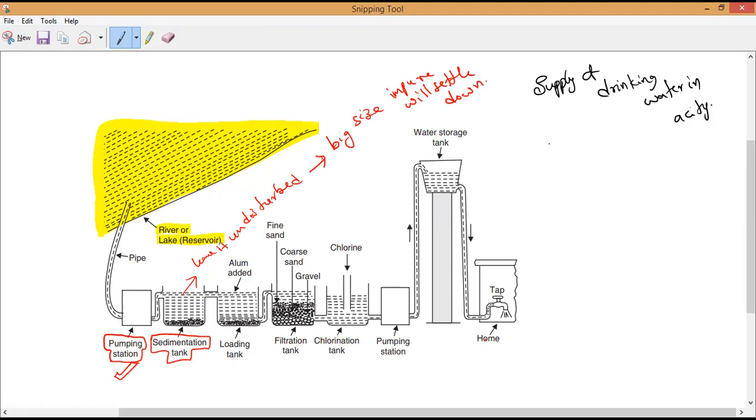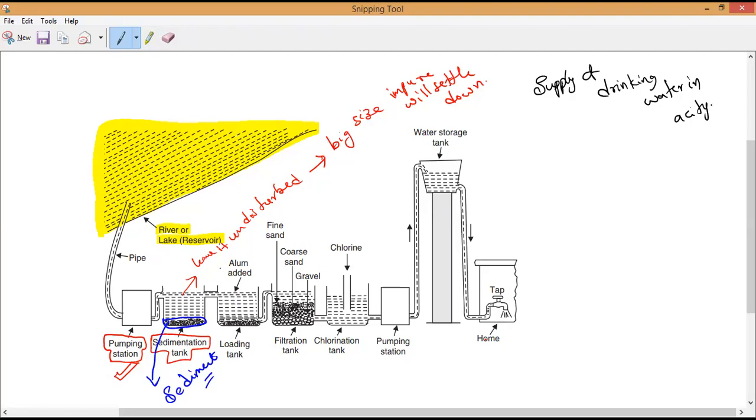But you can see still all the impurities and bacteria and all, they will never settle down. So the big particles alone will settle down. That is what we used to call sediment. Now, all the heavy particles will settle down, but still some impurities will be remaining.